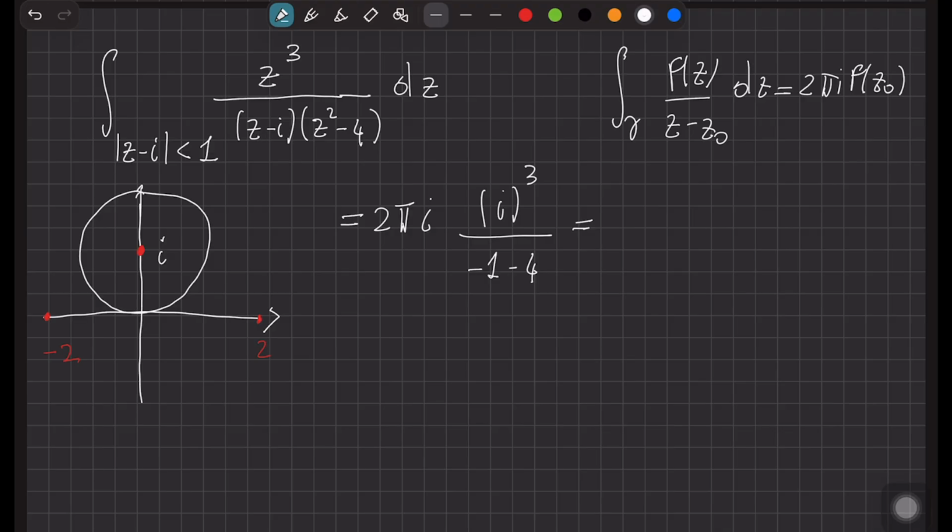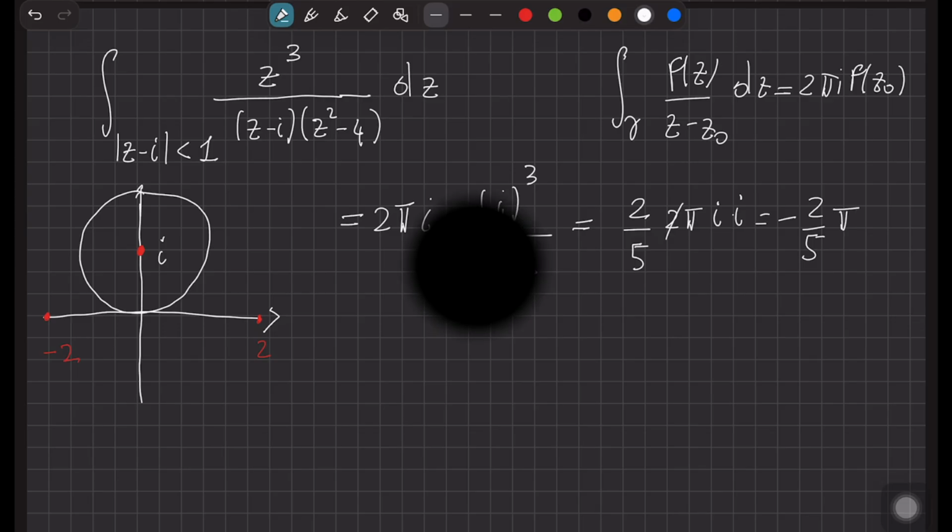And this is equal to negative, so plus 2 over 5, 2 pi i times i, so negative, negative, positive, so this is negative 2, sorry, too many 2's here, 2 over 5 pi. And that's it.